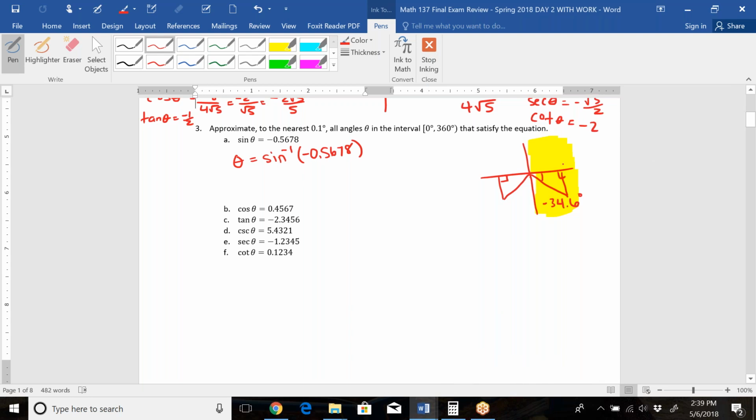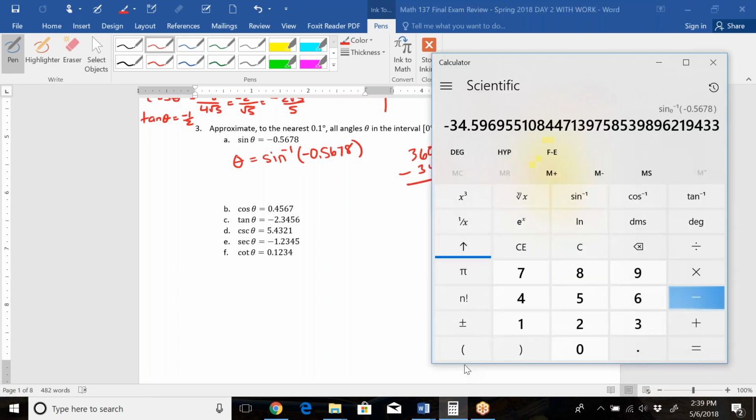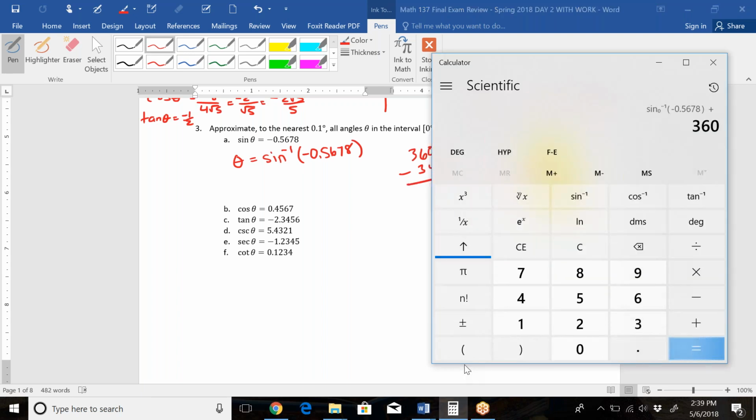Okay, so we want that measurement from 0 to 360. So we would do 360 minus that to figure out its positive angle measurement. So I'm just going to add 360 to it since it's that way.